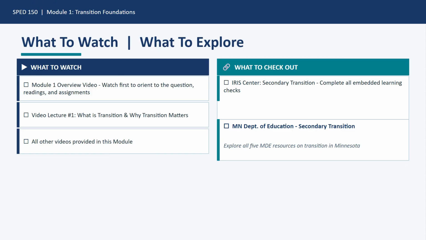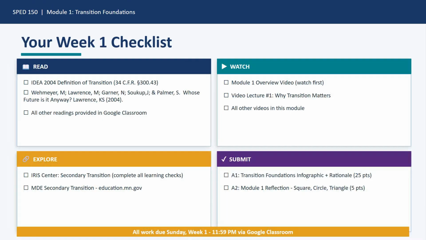In the submit column, the 2 assignments due this week are assignment A1, your infographic and rationale, which is 25 points, and your reflection, which is a square, circle, triangle for 5 points. Both are due at 11:59 p.m. Sunday in the Google Classroom. If you have questions about either assignment, please reach out to me via phone or email.